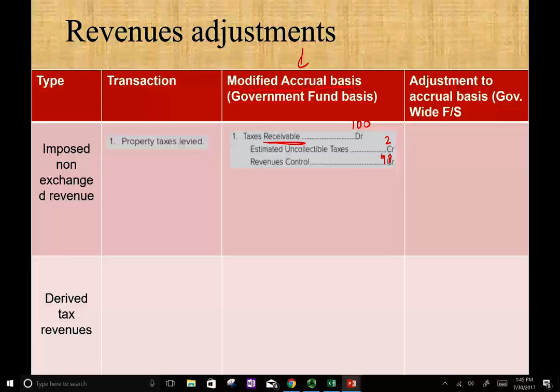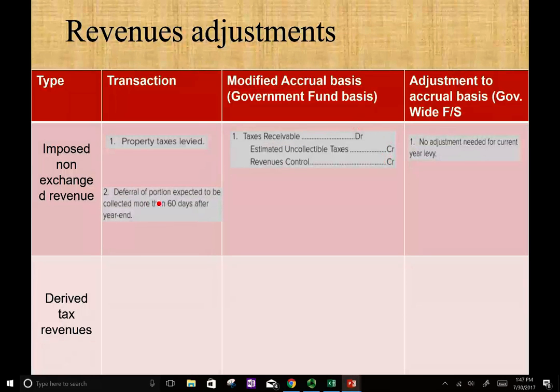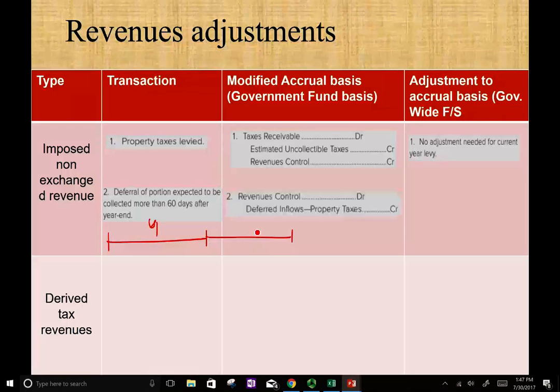So this is what we did. We can accrue property taxes. We learned about this in the revenue chapter. Now, for this entry, there's no adjustment necessary, because guess what? We recorded the receivable and we recorded the revenues and the allowance. They all go on the government-wide financial statements. No adjustment is needed. Now, remember, the deferral portion is expected to be collected more than 60 days after year end. Remember, we talked about the 2-year periods. For example, this is year 1, and this is year 2. Remember, 60 days after year 1, we could still count the revenue.